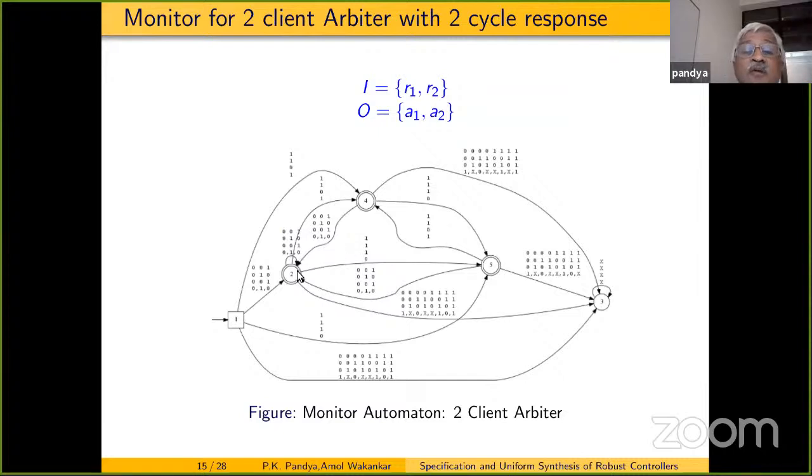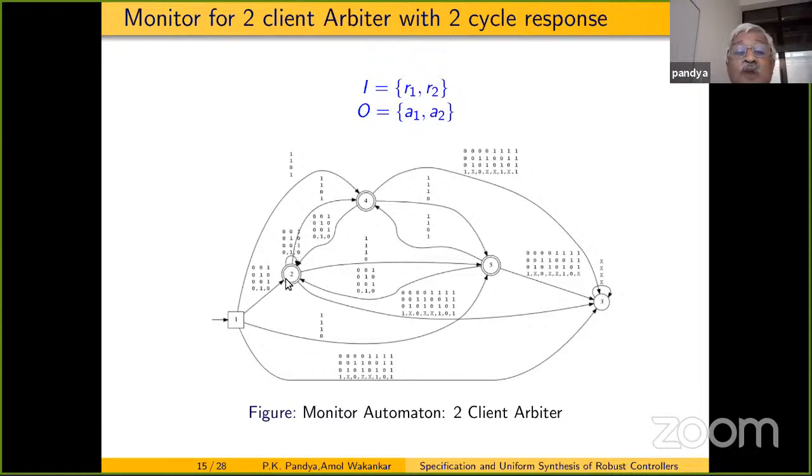Now, in this monitor automaton, there is one thing I would like to say. So this monitor automaton is for the 2-cell arbiter. Each transition has a label that is a 4-bit vector. The first 2 bits give the value of the requests, and the next 2 bits, the last 2 bits of the column vector, give you the values of the acknowledgements.